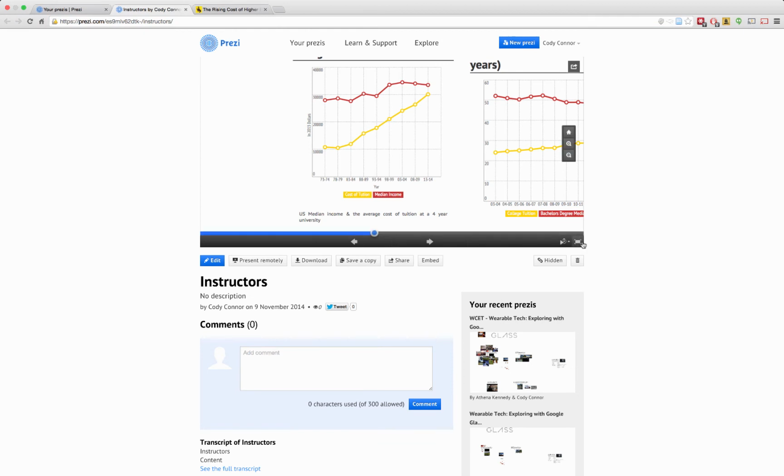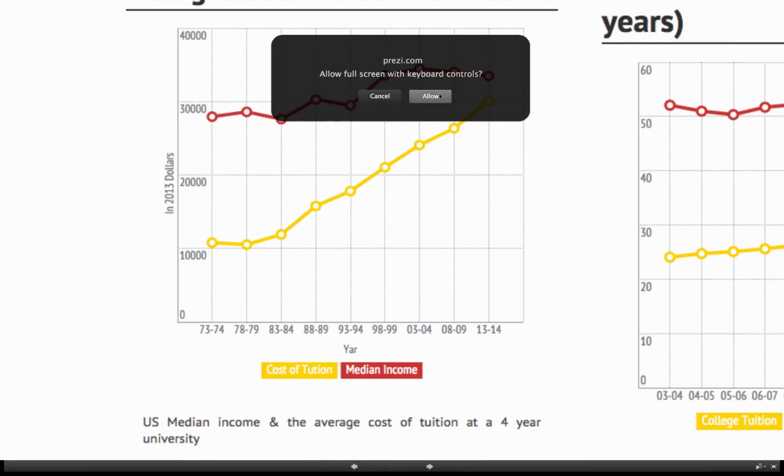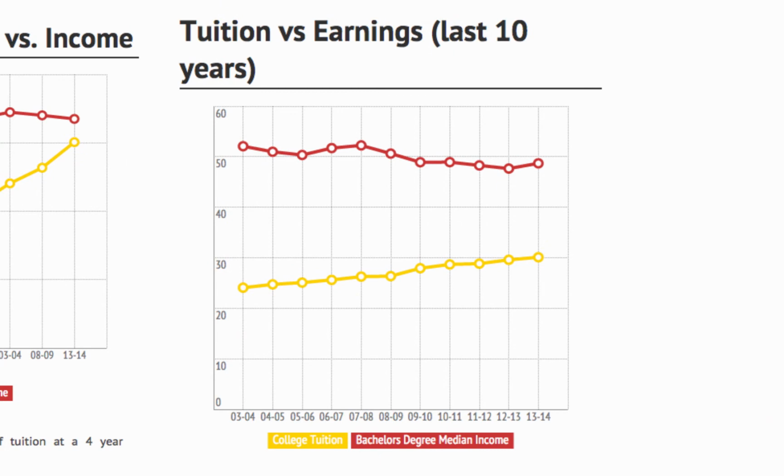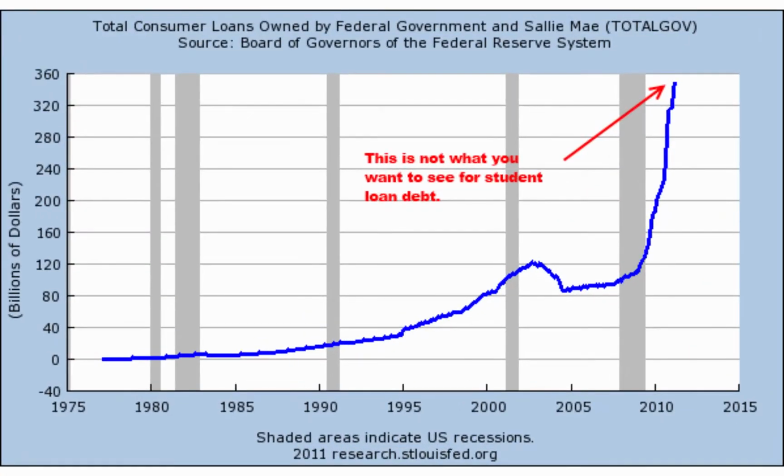Well, when students can't afford to pay cash for their college degree, but they believe their earnings will make that up, they borrow. And they borrow in huge numbers. This is a graph of the total loans owned by the federal government in Sallie Mae.